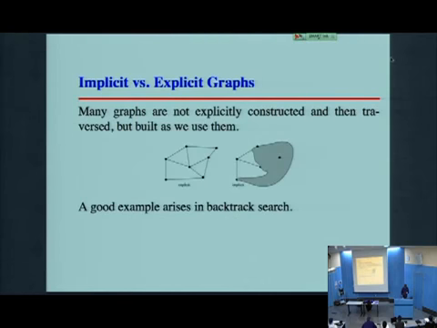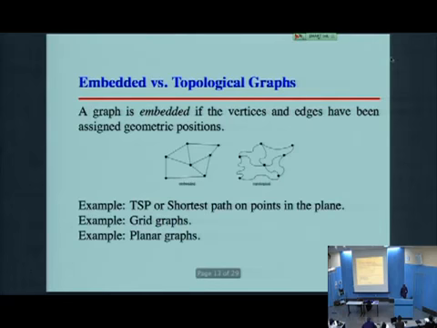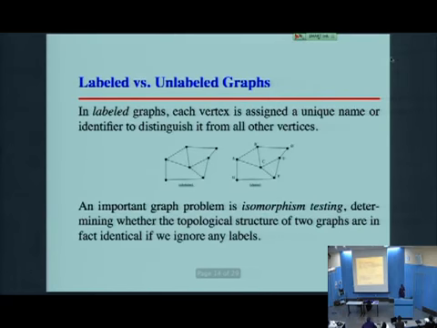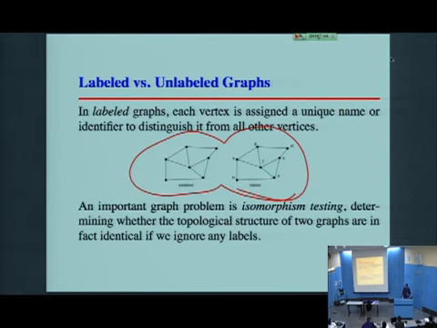What other distinctions are there? Let me talk about a couple of these. We're running low, so I encourage you to read the book about it. One other distinction that turns out to sometimes be important is the distinction between a labeled graph and an unlabeled graph. In a labeled graph, each vertex has a unique name. And in an unlabeled graph, it's just a topological structure where a vertex has an ID.